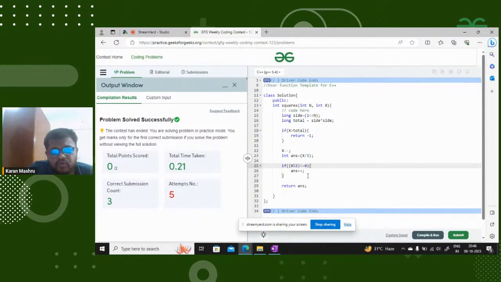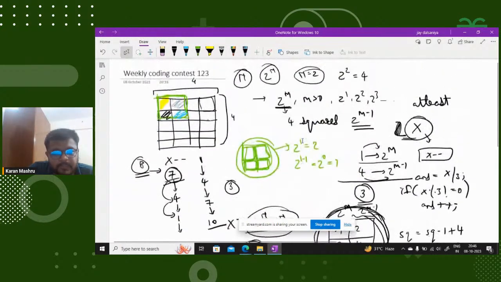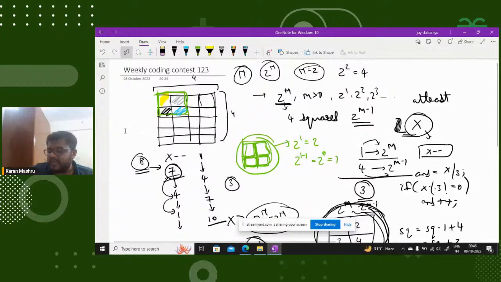Can you explain that total part? See, here my n is equal to 2. Suppose my n is equal to 2. So the side length of the square is 2 power 2, that is nothing but 4. So the side length of this initial square is 4. So the height will be 4 and the width will be 4 because it is a square.